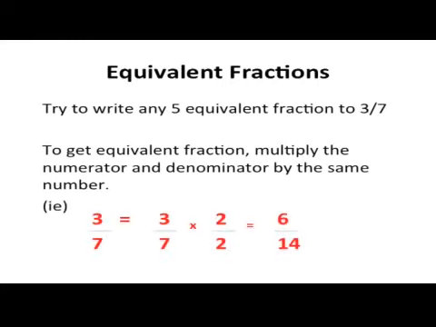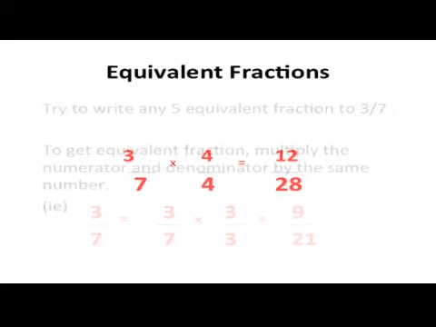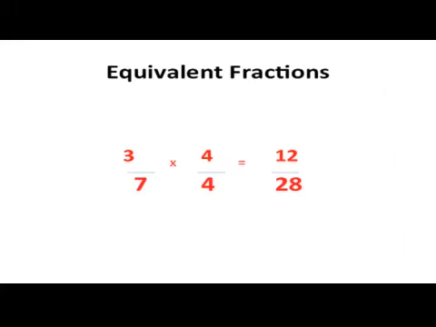Try to write 5 equivalent fractions of 3 by 7. To get an equivalent fraction, multiply the numerator and the denominator by the same number. Therefore, 3 by 7 is equal to 3 by 7 into 2 by 2 is equal to 6 by 14. 3 by 7 into 3 by 3 is equal to 9 by 21. 3 by 7 into 4 by 4 is equal to 12 by 28. 3 by 7 into 5 by 5 is equal to 15 by 35.